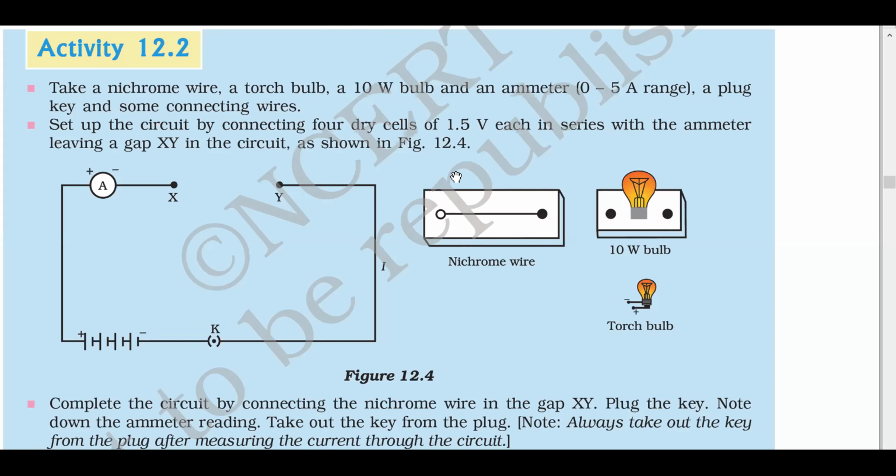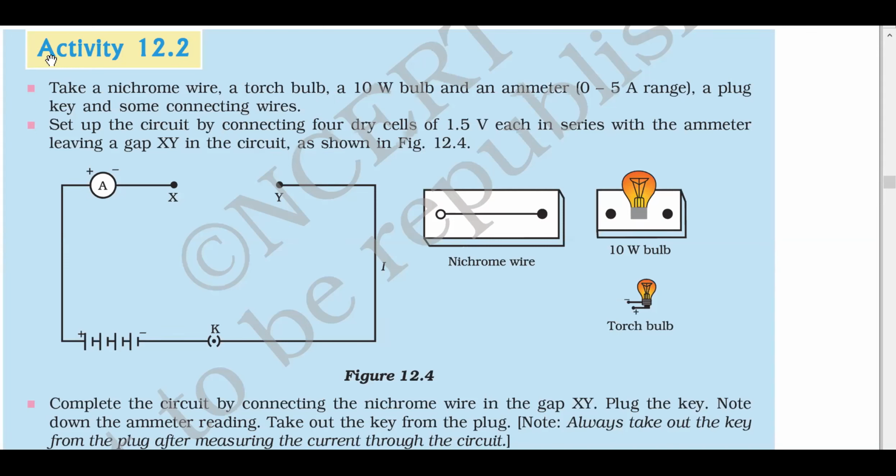Nichrome क्या होता है? What is nichrome? Metal. It is a metal. It's not a metal. It is a mixture of metals. That is what we call an alloy. It is a mixture of nickel, chromium, manganese, and some iron.